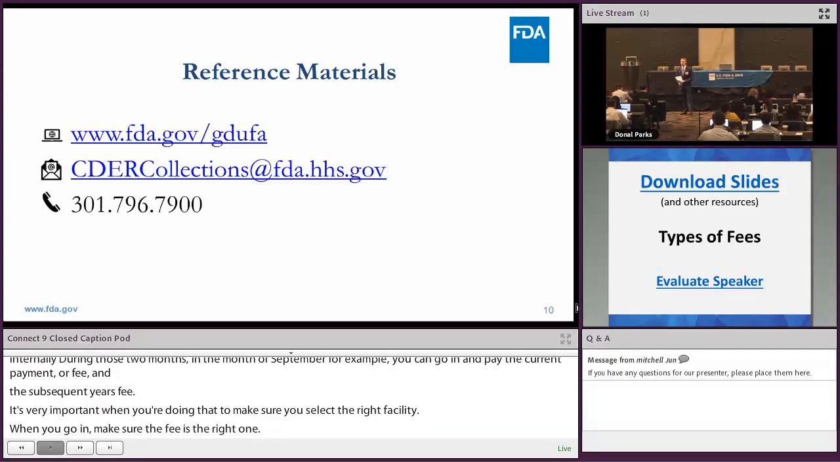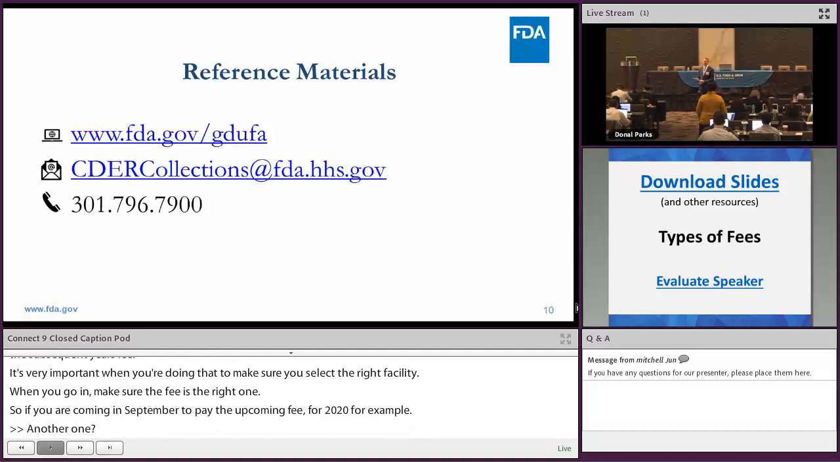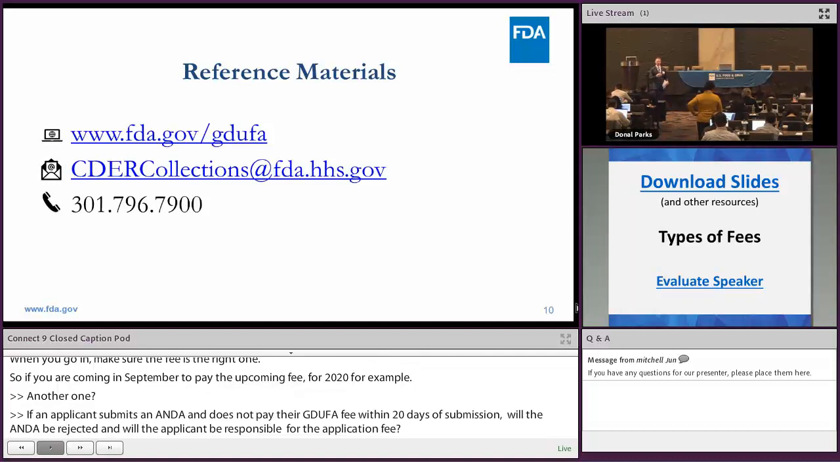Another one? If an ANDA applicant submits an ANDA and does not pay their GDUFA ANDA application fee within 20 days of submission, will the ANDA be rejected and will the applicant be responsible for the application fee? So generally what happens if a sponsor submits an ANDA application and there's no fee paid for it, my office will reach out and say, hey, you didn't pay the fee. There's 20 days from the date of this letter for you to pay that obligation, and that's required under statute. And then the sponsor will have 20 days to pay.